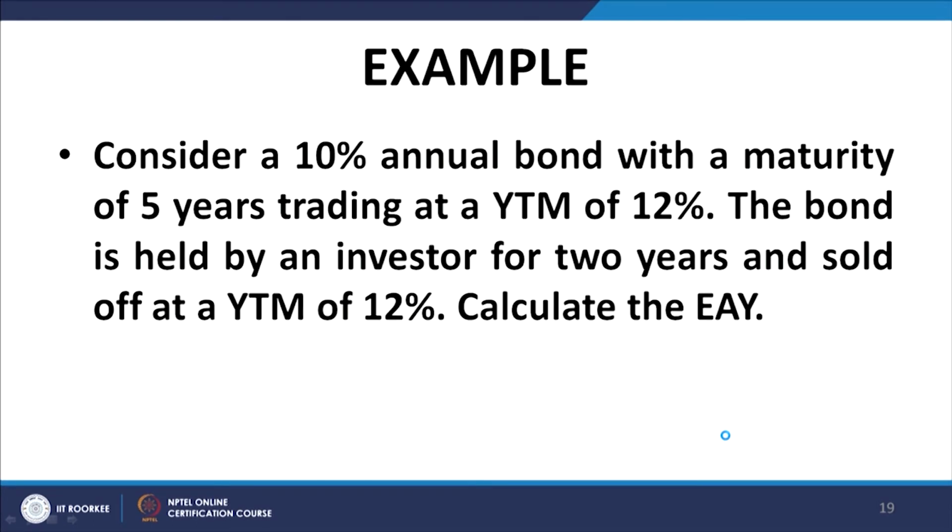Consider a 10% annual coupon bond with a maturity of 5 years trading at a YTM of 12%, that is at t equal to 0, today. The bond is proposed to be held by an investor for 2 years and then sold off at a YTM of 12% again. In other words, we assume that the YTM has not changed over the holding period of the investor. We want to calculate the effective annual yield.